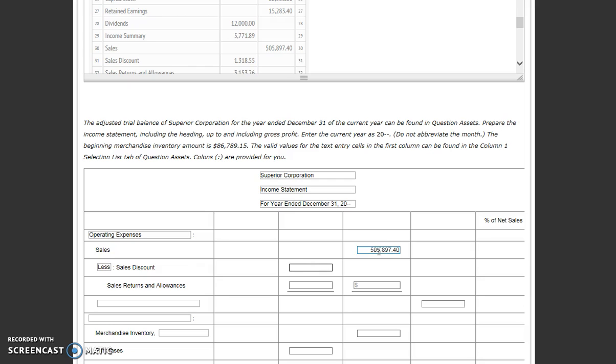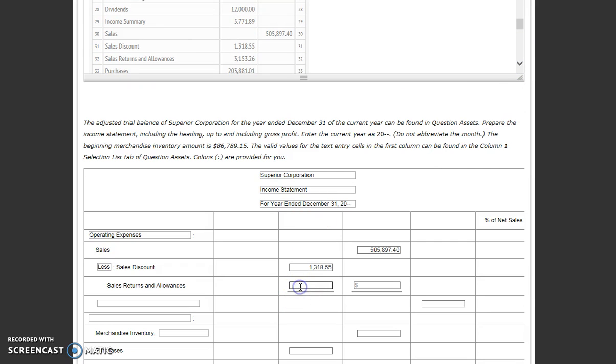And we have less sales discount of 1318. Sales returns and allowances, 3153. Add those together and you get, I'm not going to bore you guys with my addition today. That gives us our net sales. Okay, we get 505 minus 4, 71, oh goodness, 501,425. Okay, I'm going off the book here.